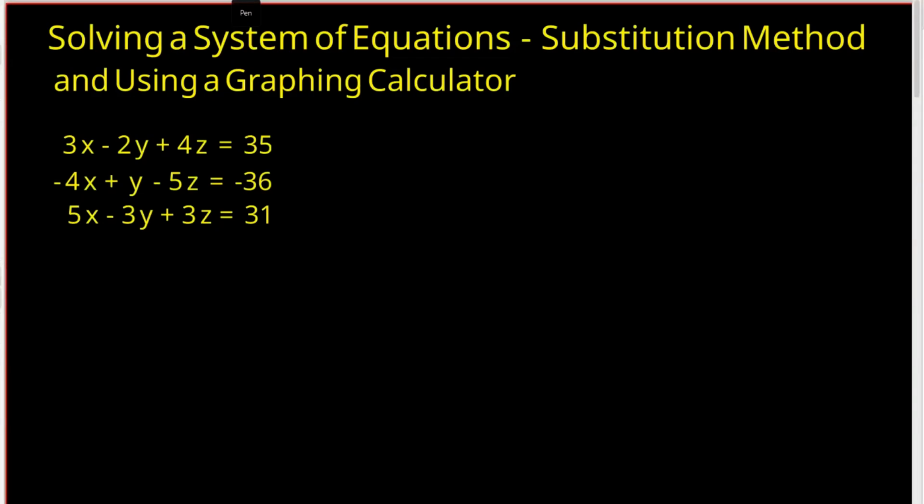Hello. In today's video, we're going to be solving a system of equations using both the substitution method and using a TI-84 graphing calculator. In the substitution method, you will need to find a variable that's easiest to isolate. I see that this y in equation 2 will probably be the simplest. So let's rewrite the equation.